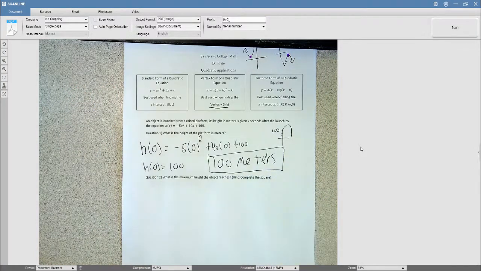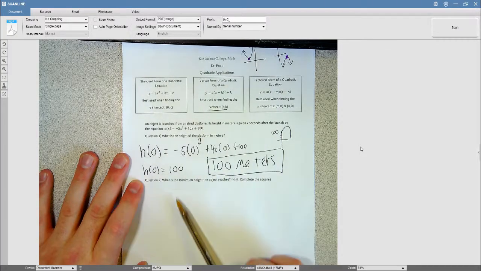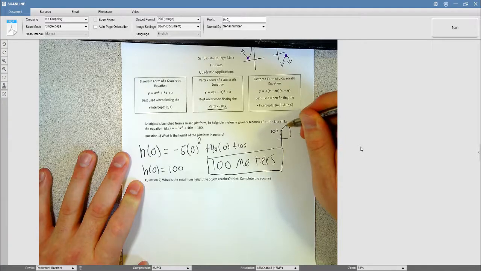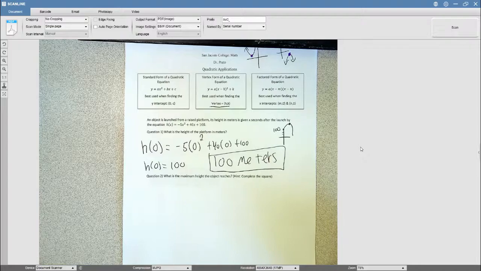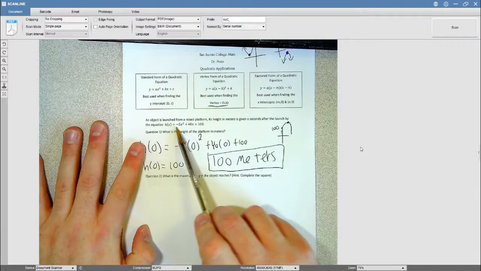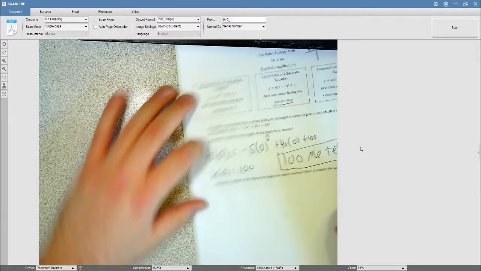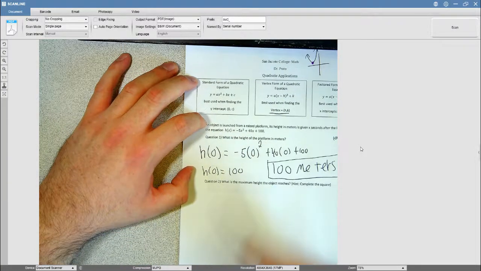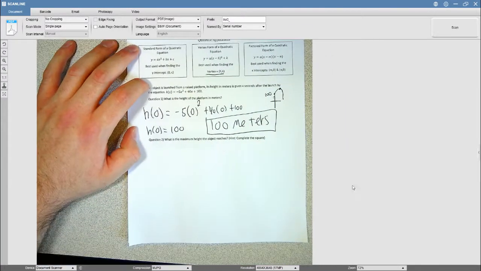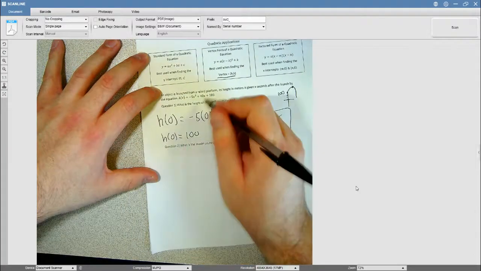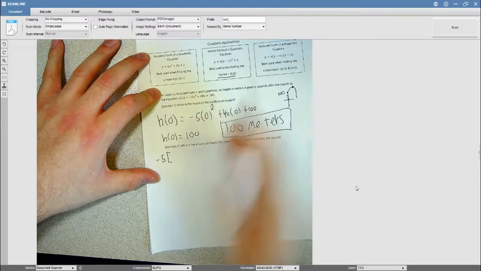All right, let's talk about the next question. What is the maximum height the object reaches? Now, the maximum height, well, that's going to be up here somewhere. We need to find the vertex. So in order to find the vertex, we need to transform this equation right here into the vertex form. And it says right here, the hint is to complete the square. And that's exactly what we're going to do. So the first thing, let's take out a negative 5 from this equation and pull it out to the side.